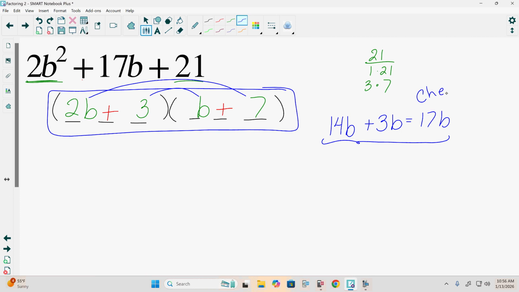Because this is just our check, our verify that the factors that we got are the correct factors.